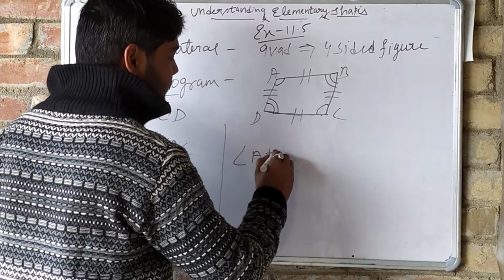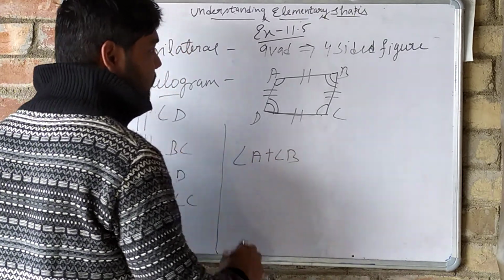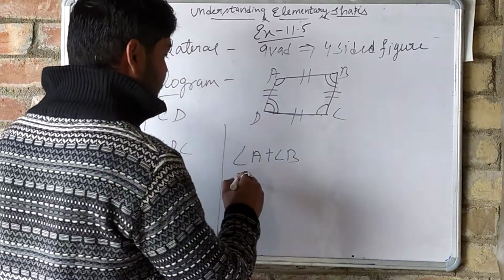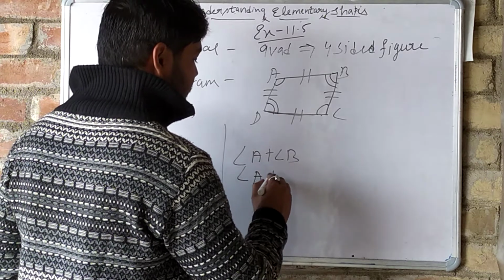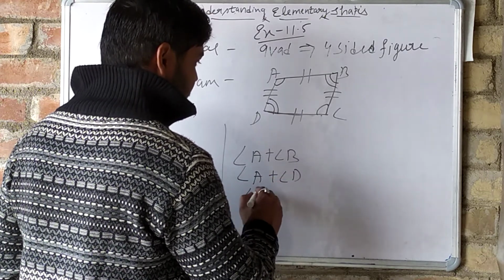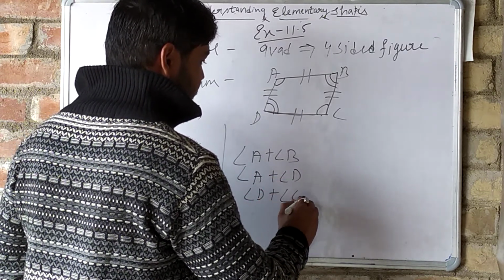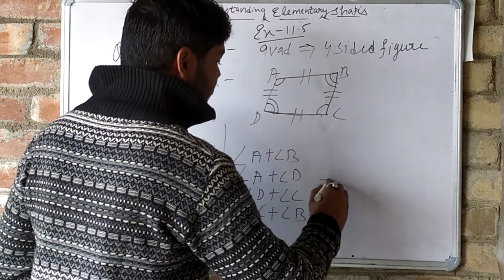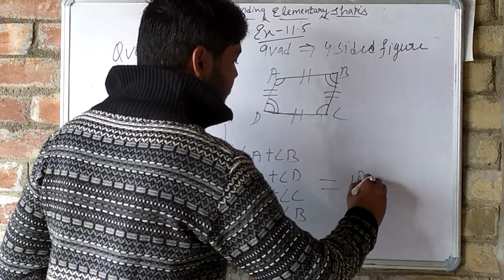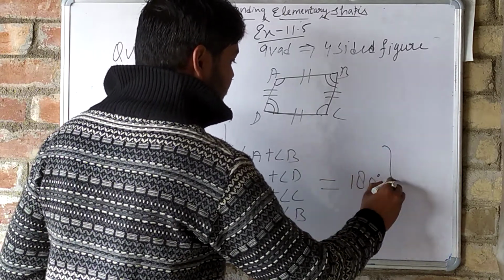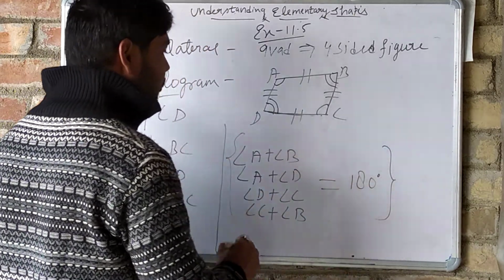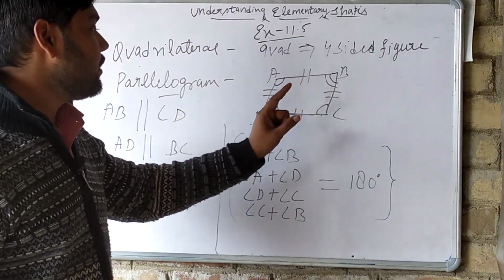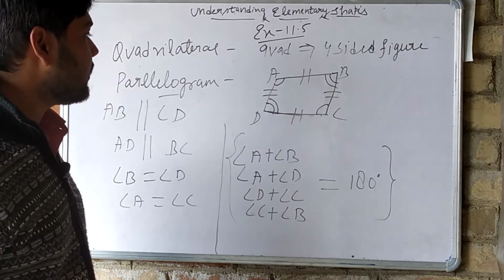Angle A plus angle B, that means these two angles are on the same side. Angle A plus angle D, angle D plus angle C, and angle C plus angle B, all are 180 degrees. That means all angles which are on the same side, angle A and angle B, if we sum them, the result is 180 degrees.